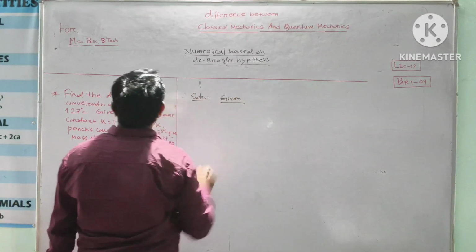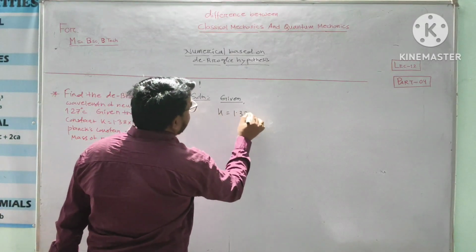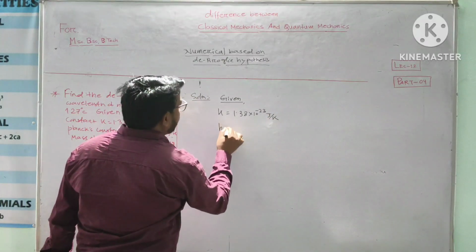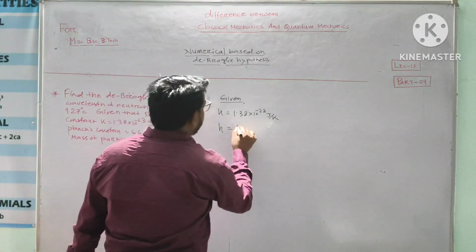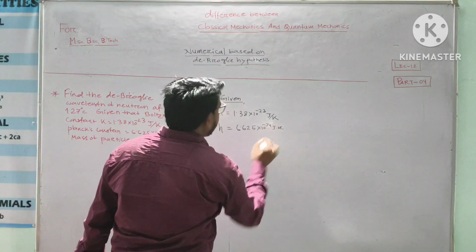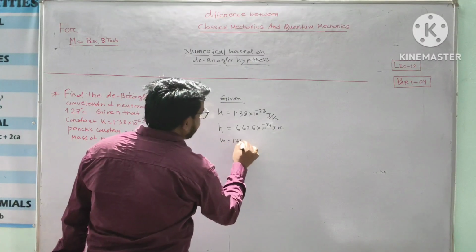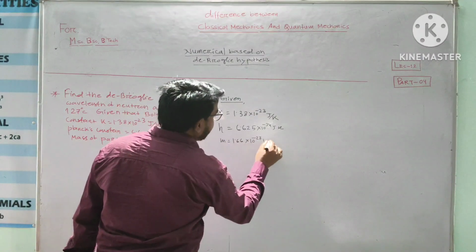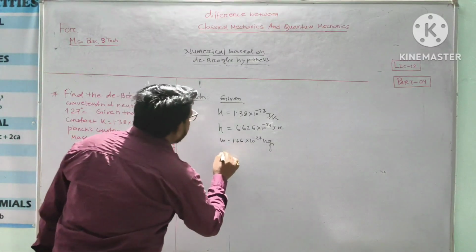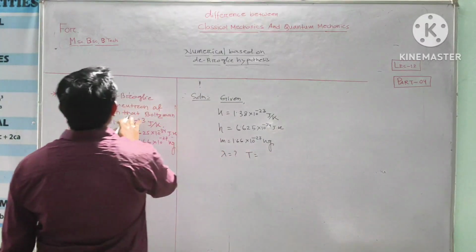Okay, so from the given information of this question, we can write the solution. Given: Boltzmann constant k equal 1.38 into 10 to the power minus 23 joule per Kelvin. Planck constant is equal to 6.625 into 10 to the power minus 34 joule second. And mass of particle, that means m equal 1.66 into 10 to the power minus 27 kg. And lambda equal what? And temperature T equal 127 degrees Celsius.